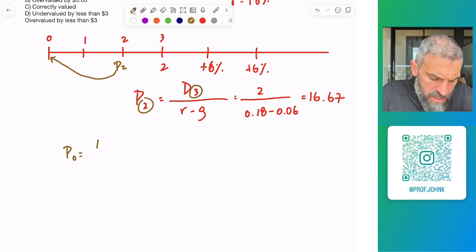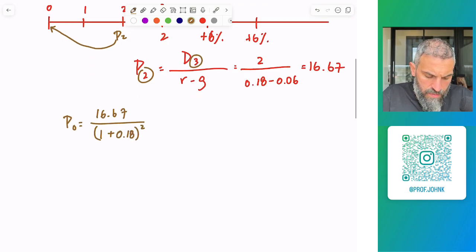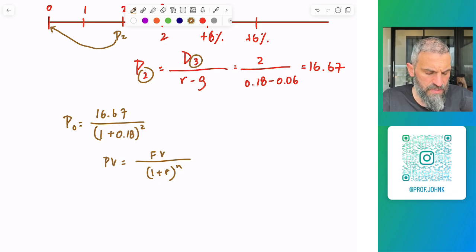I'm going to take that $16.67 and discount it at 18%, the required rate of return, squared. So I'm using my basic present value equals future value divided by 1 plus your discount rate to the n. So 16.67 divided by 1.18 squared is $11.97. So this is the correct price.